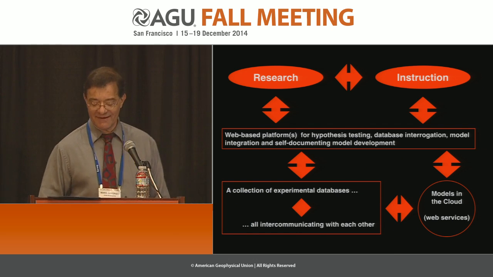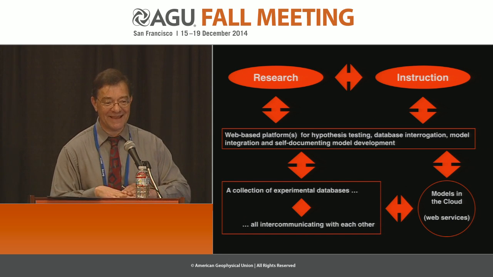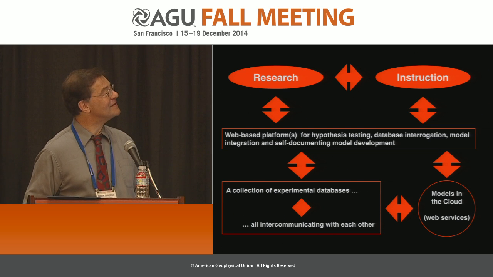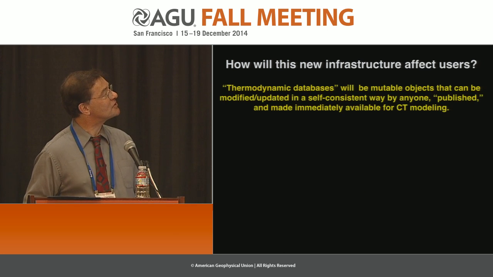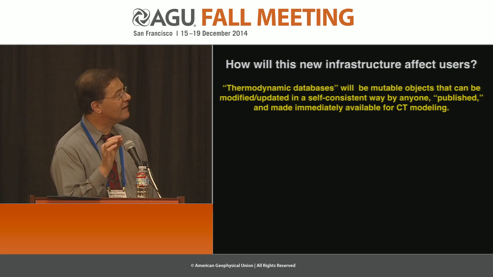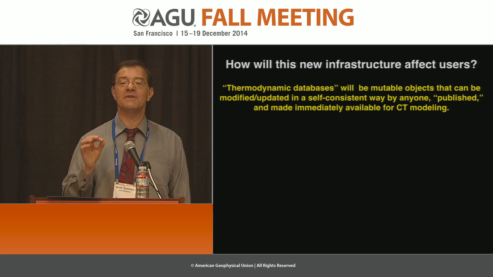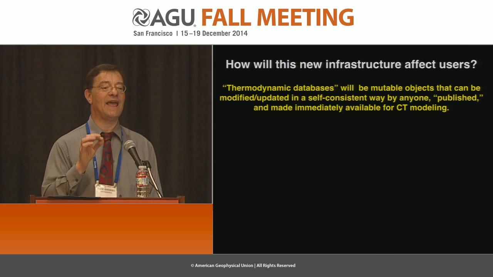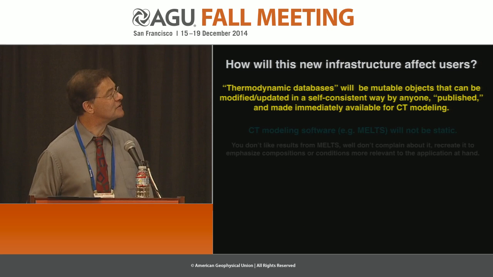There's no reason that we should just accept what somebody else gives us anymore. There should be an environment that allows this sort of thing to be used by everyone. So here's how I think this sort of infrastructure would affect users. Thermodynamic databases would no longer be static. They would be mutable objects. If you don't like a thermodynamic database, there should be tools available to add new information or change it or update it, and do so in a self-consistent fashion.